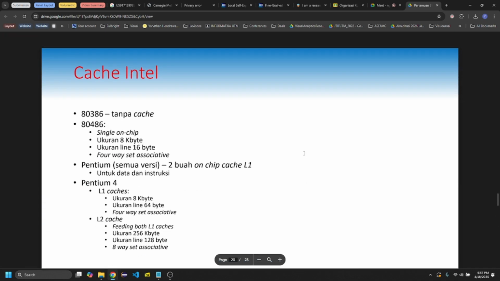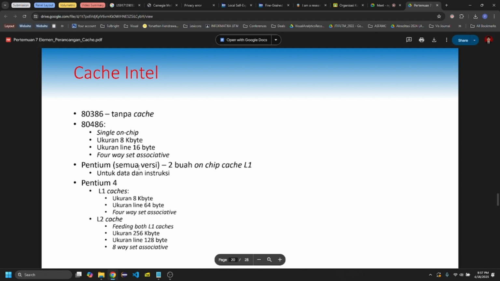And then this one, some history. This one is for the Intel CPU. For 386, it doesn't have any case. For 486, it has a single one on chip, and the size is 8 kilobytes. The line size is 16 bytes, and it uses 4-way set associative.